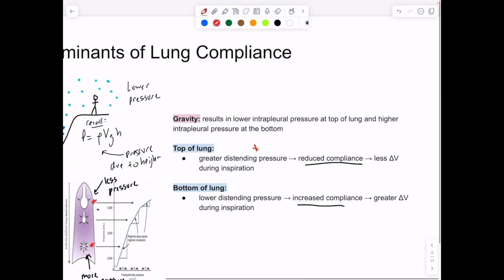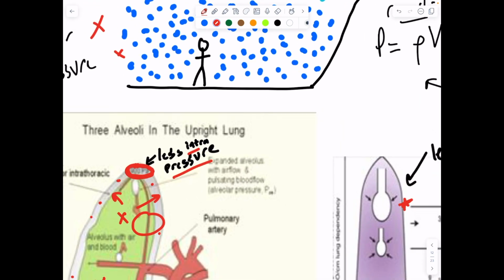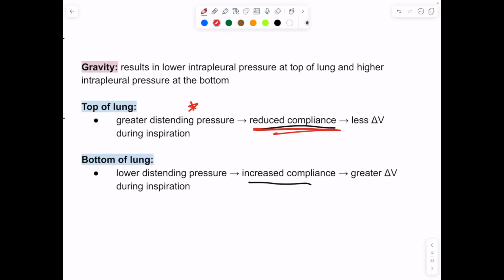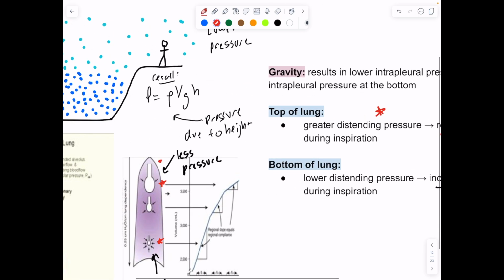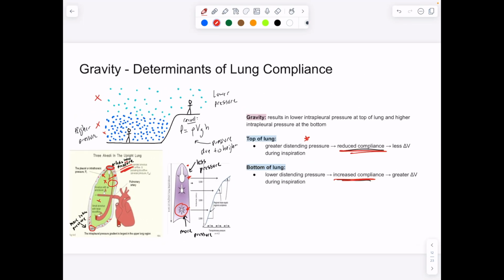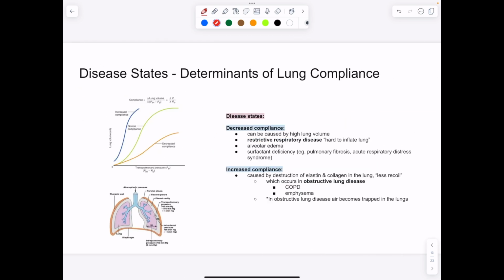So the idea is that at the top of the lungs, because the transpleural pressure is greater, meaning the pressure in the interpleural spaces is less, you're going to have reduced compliance at the top of the lung because the alveoli are already kind of spread out. And then at the bottom of the lung, you're going to have increased compliance because they're capable of becoming bigger. Their default state is a little bit more contracted than at the top due to the effect of gravity.